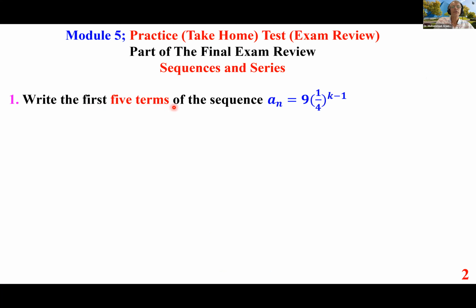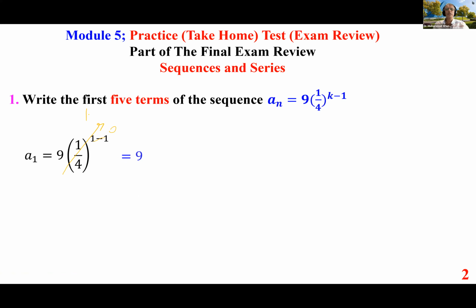Write the first 5 terms of the sequence a sub n equals 9 times 1/4 to the power of n minus 1. Well, all we have to do is replace the n with numbers 1 through 5. So let's start with number 1. 1 minus 1 makes it 0. 1/4 to the power of 0 is 1. And so the answer is 9.